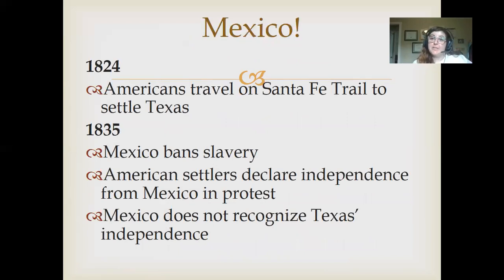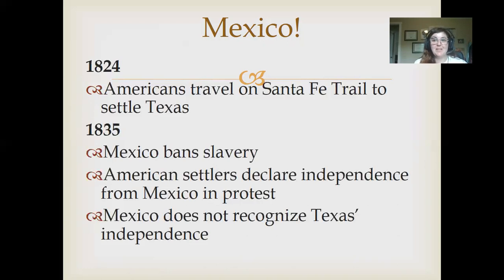And things go well for about 10 years. However, 1835 rolls around and Mexico bans slavery. Remember, America doesn't ban slavery for another 30 years until the end of the Civil War, right? So Americans were used to basically being able to own and access slave labor. So the American settlers who had settled in this Tejas territory now are upset. They basically say, we didn't agree to this. We don't want to get rid of our slaves. And they actually declare independence from Mexico in protest.